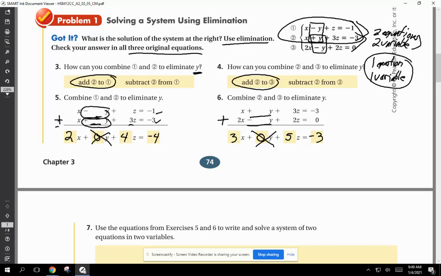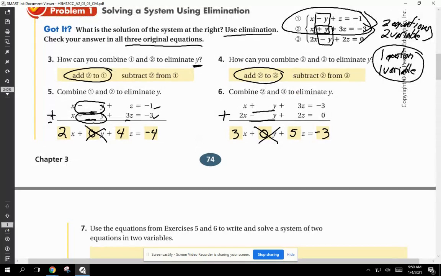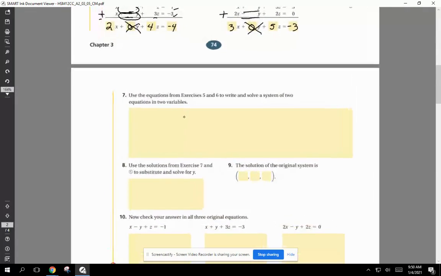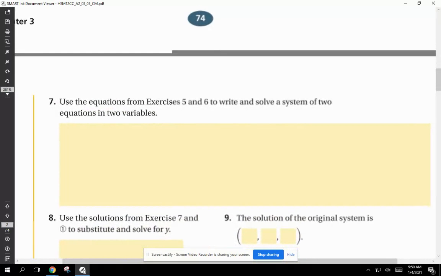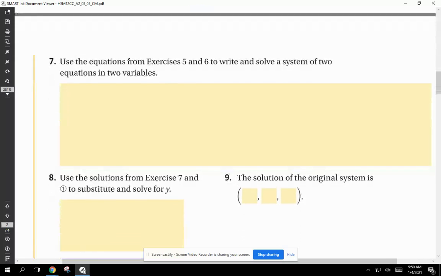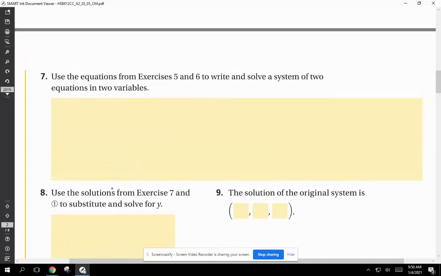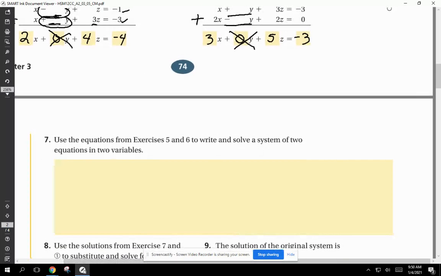Okay, so let's scroll up on the screen here. Hopefully I can do this. There we go. Zoom back out. So use the equations from exercise 5 and 6 to write and solve a system of 2 equations in 2 variables. Okay, and this is when I said there's a lot of work, and it is true. There's a lot of work.